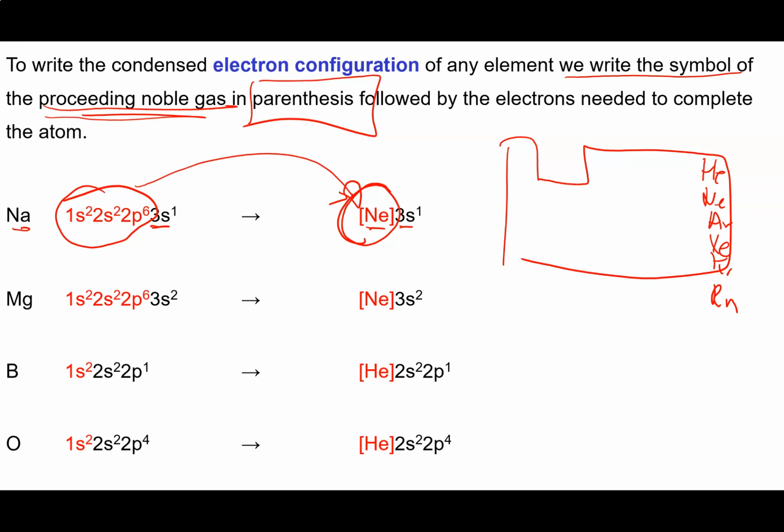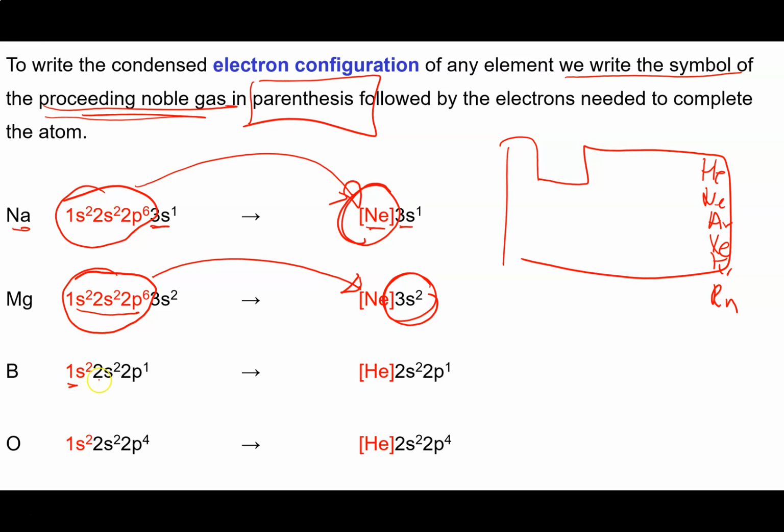Again, magnesium has 12 electrons in total. The core electrons, the ones that are not in the outermost shell, are these guys. There's 10 of them, just like neon, and then these are the interesting outermost electrons.